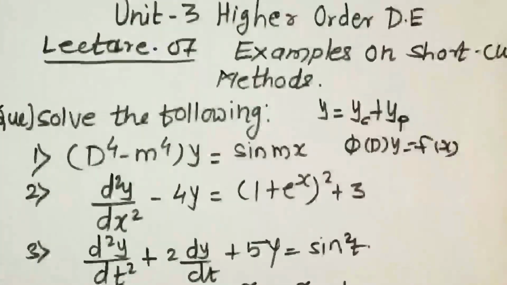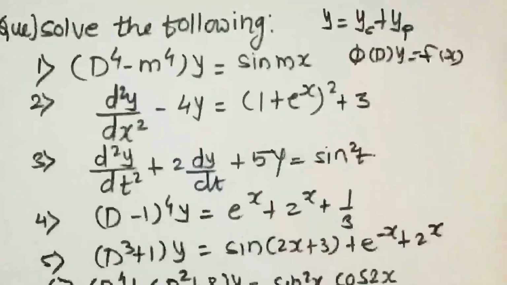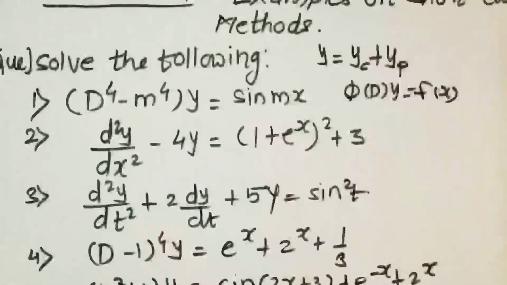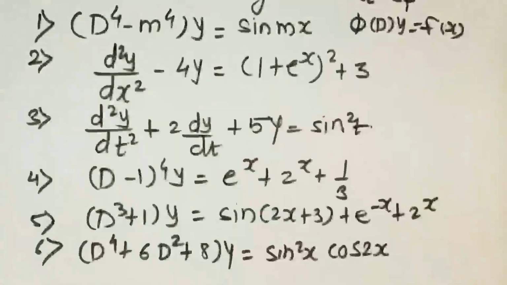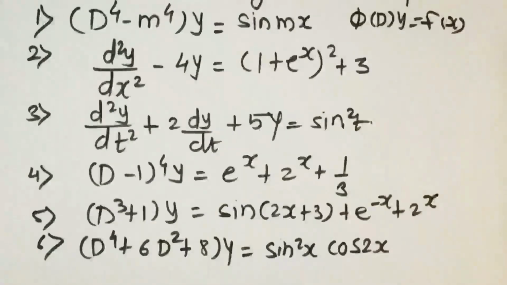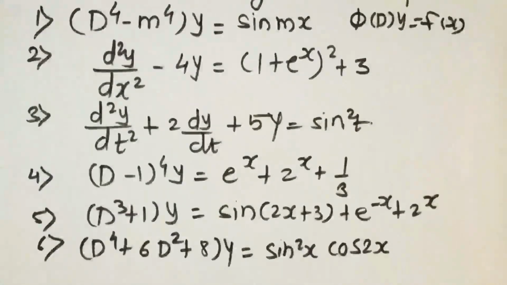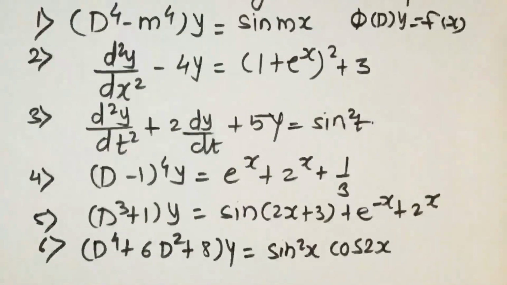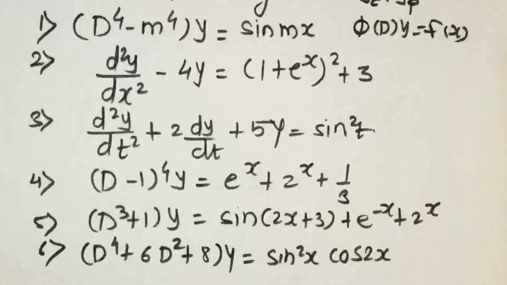So let us start solving examples. There are a total of 6 examples I have written. We are going to take more examples on shortcut methods in the coming 2-3 videos. In this video there are a total of 6 examples. Out of these, some I will solve and the remainder I will give you for practice. So let us start solving the very first example.